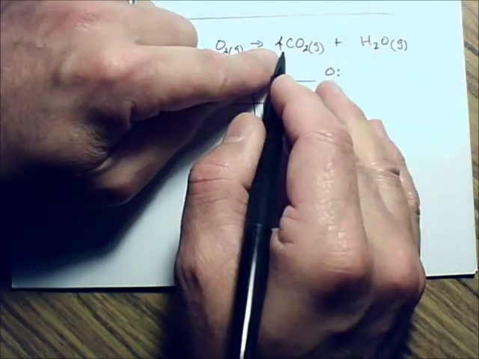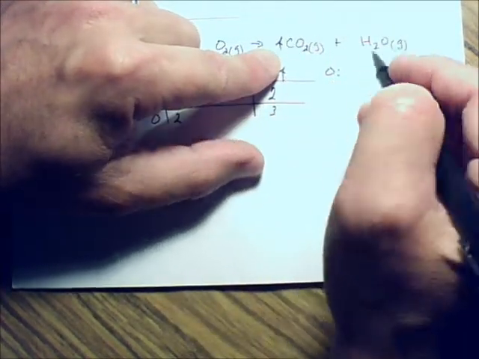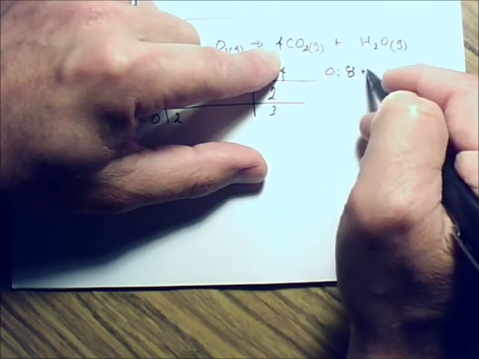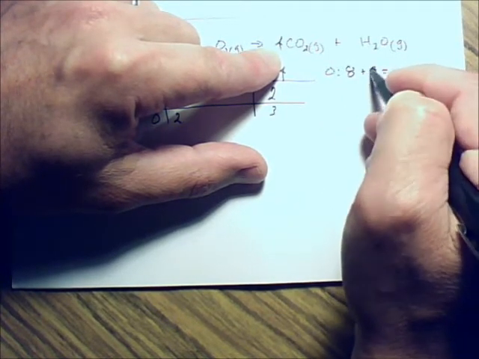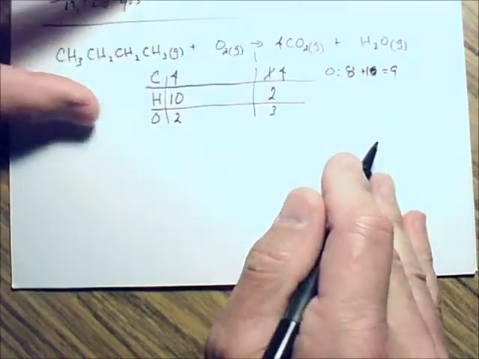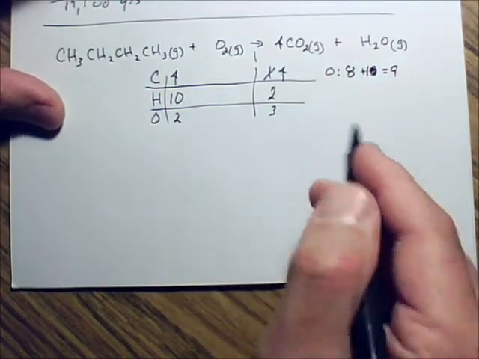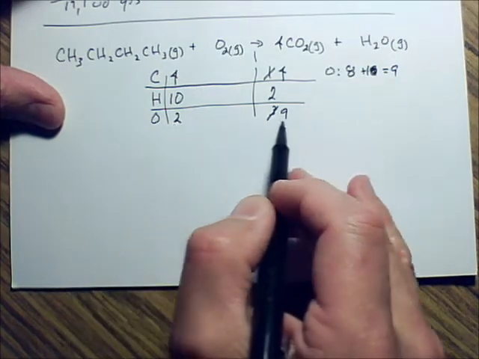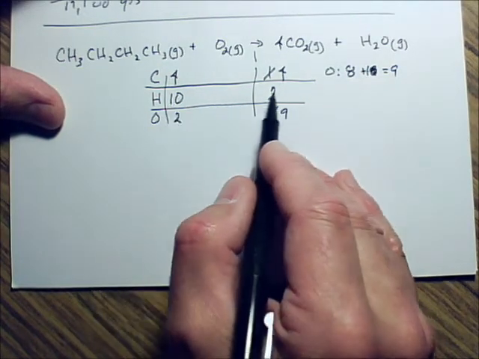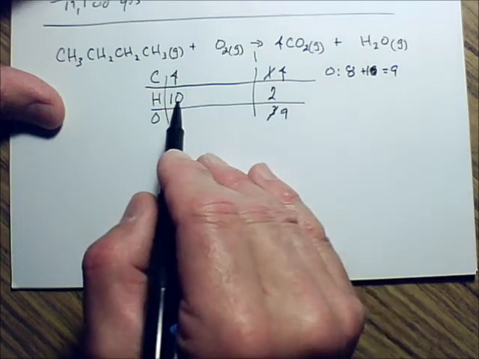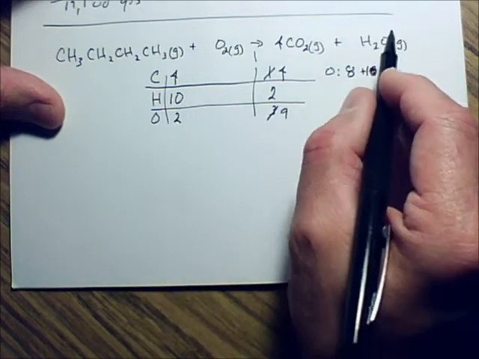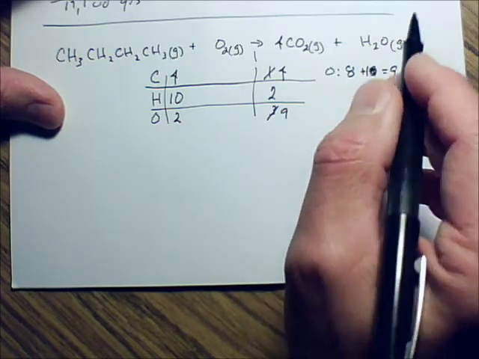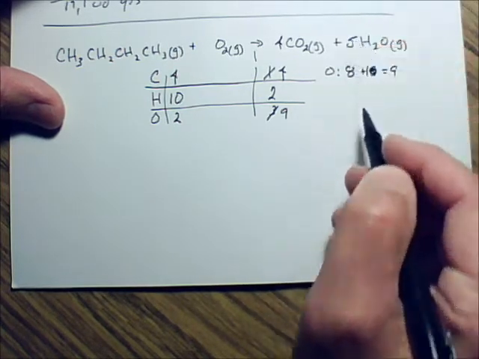Okay? So 2 times 4, 4 times 2 here is 8 oxygens there, plus the 1 oxygen here. So we've got 9 oxygens. Okay? So we're going to change this to 9. So we say we're going to save oxygen for last. The next thing we want to balance is the hydrogen. I've got 10 on this side and 2 on this side. This is the species that has the hydrogen. Remember, I can't touch those subscripts. I can only put coefficients out here.